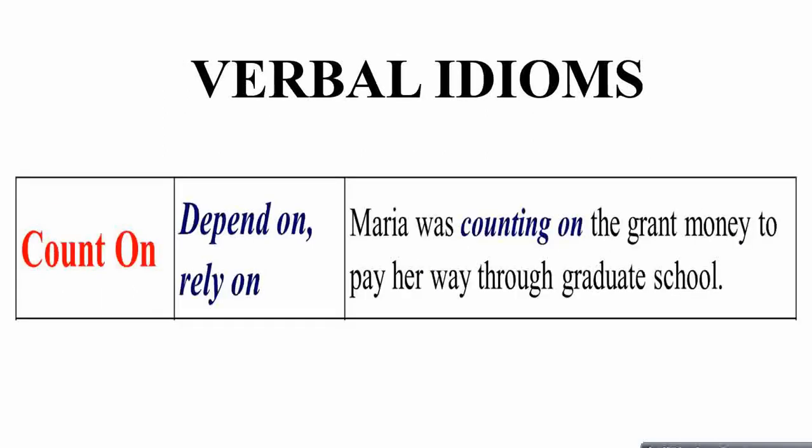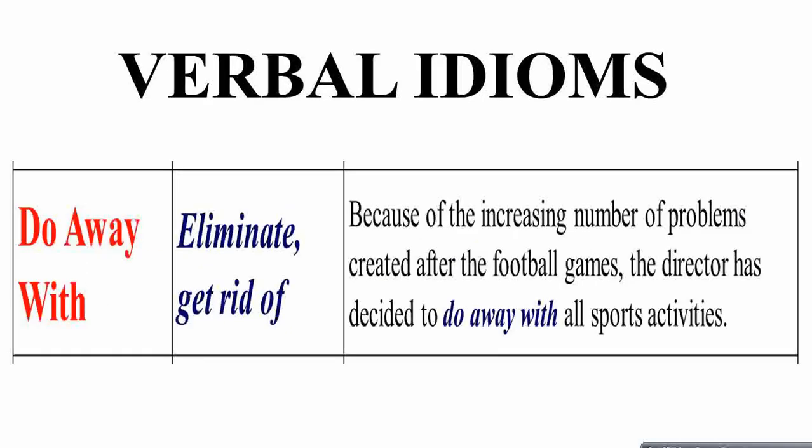Next, count on means depend on or rely on. For example, Maria was counting on the grant money to pay her way through graduate school. Next, do away with. It means eliminate or get rid of.